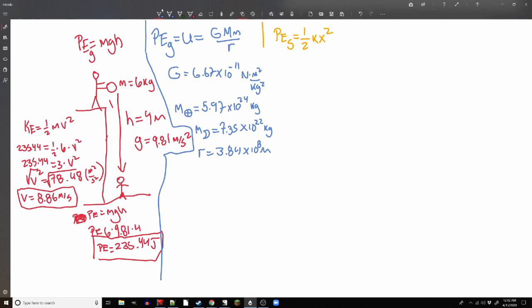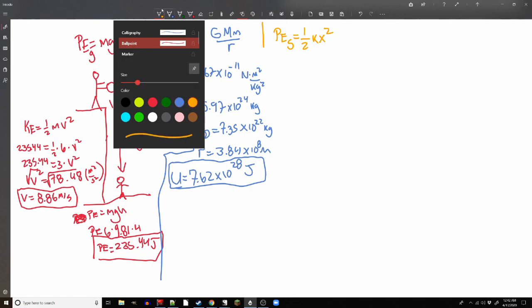I get, if I plugged in everything correctly, which is not always the case, the gravitational potential energy between the moon and the Earth, I should say, is 7.62 times 10 to the 28 joules, which is a significantly large number. Goodness. Goodness, goodness. Okay.